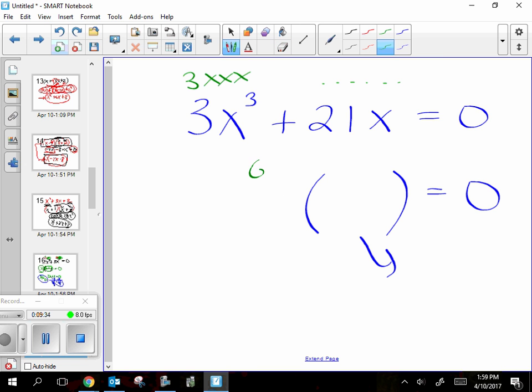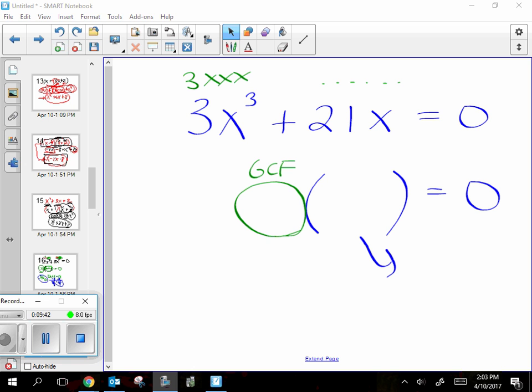This is called the GCF. Greatest common factor goes right here. All right, I'm going to pause for a minute, and we'll walk around and check and see if you're doing this right. Okay, it didn't get around to everybody, but we got to almost everybody.